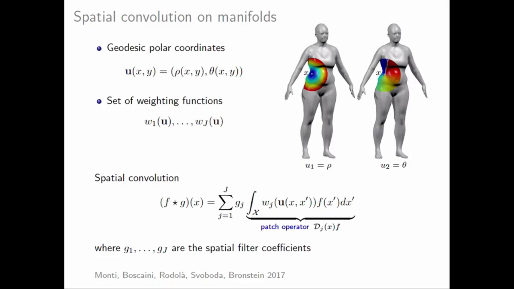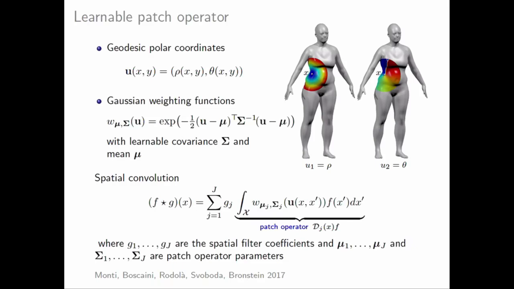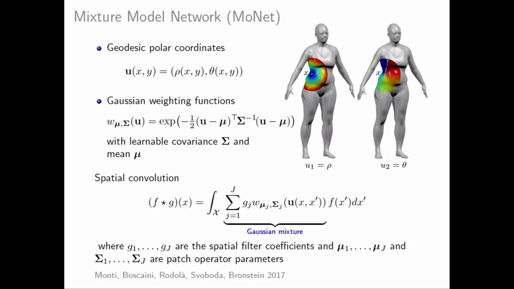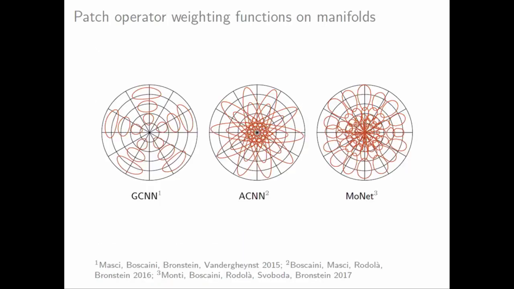So again, because we work on a manifold, we have this meaningful notion of local coordinates. In particular, if we consider the spatial weighting functions as Gaussians with some parameters mu and sigma, the mean vector and the covariance matrix, we can write the patch operator in this way. And if we exchange the order of summation and integration, what is written here is a Gaussian mixture. So we can apply a Gaussian mixture to our function, and this describes the spatial definition of convolution. Okay, and we call this mixture model networks, or MoNet for short.